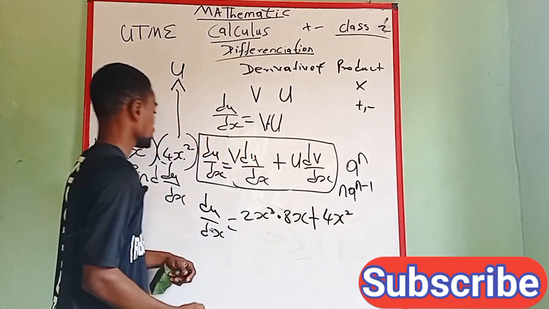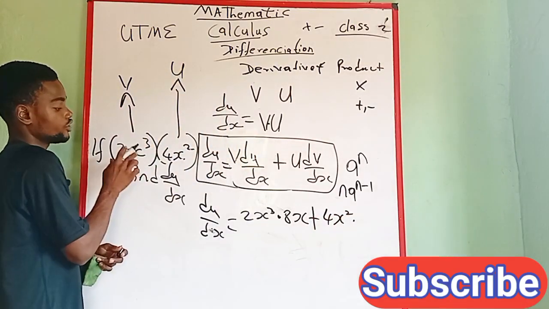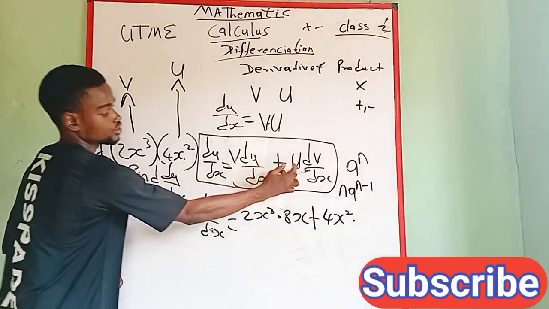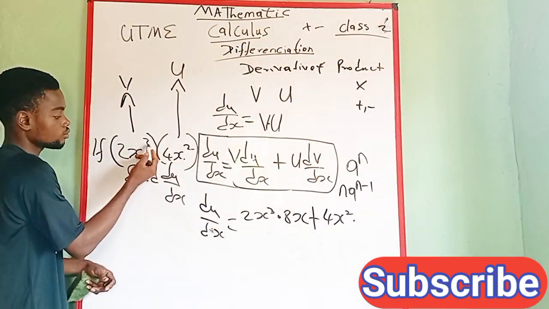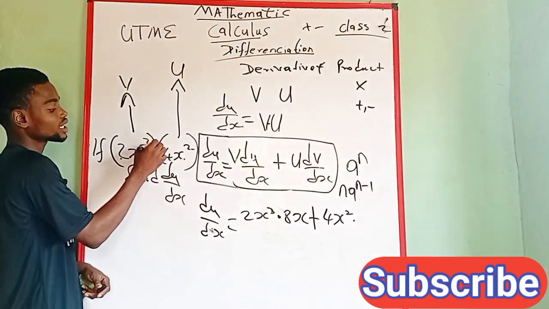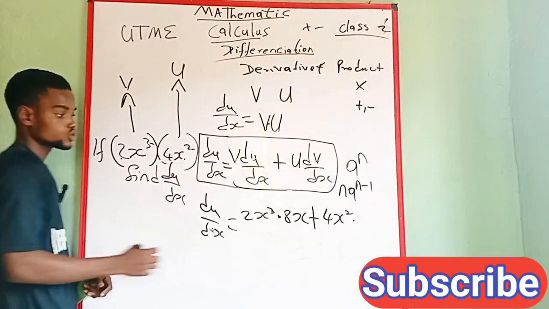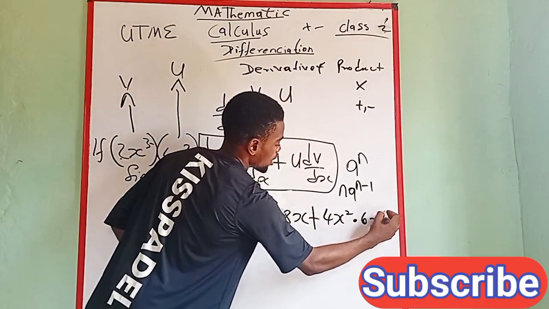4s squared, and we multiply it by what? V differentiated. That is, u multiplied by v differentiated. Differentiating this, 3 will come down, multiply by this to give us 6s. Now 3, you take away 1 from it, it becomes what? 2. So I'm going to have dot 6s to the power what?